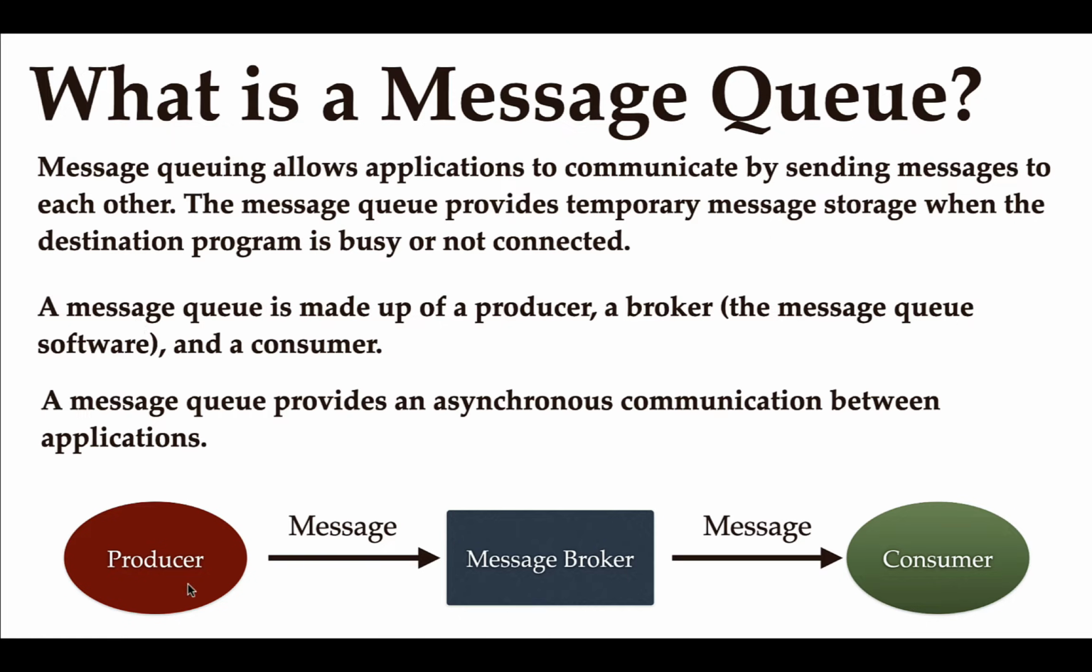The message queue is made up of producer, broker and consumer, where the producer will produce the message and send that message to the message broker, and consumer will consume that message from the message broker. So this is how the message queue looks like. And we can use a message queue for the asynchronous communication between multiple applications.